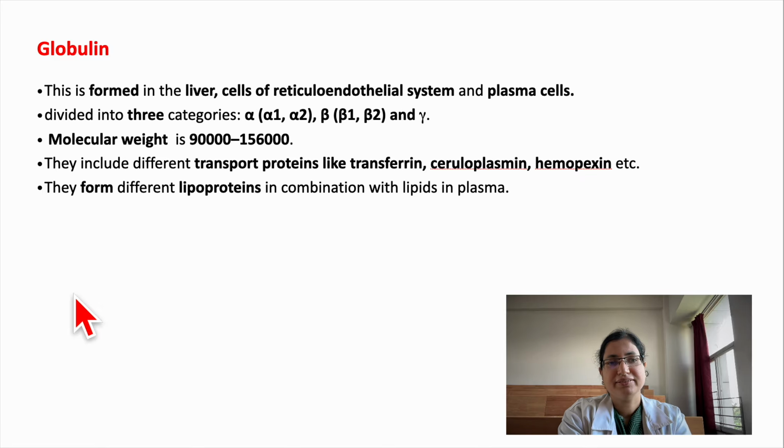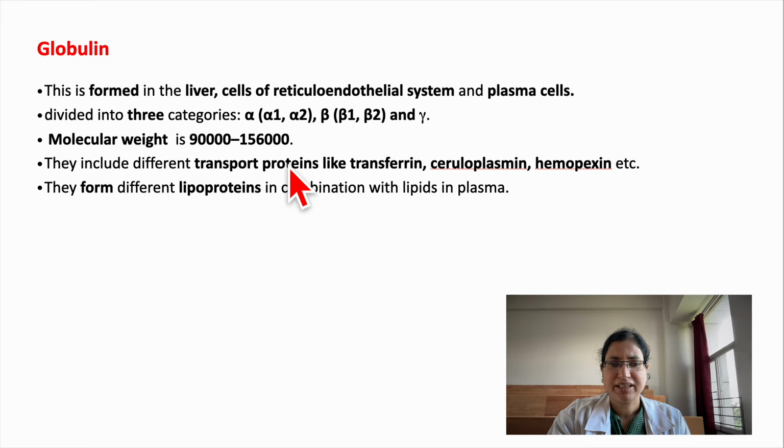Globulin. This is formed in the liver, cells of the reticuloendothelial system and plasma cells, divided into three categories: alpha, that is alpha 1 and alpha 2, beta 1 and beta 2, and gamma. This is another important plasma protein after albumin. The molecular weight is 90,000 to 1,56,000.